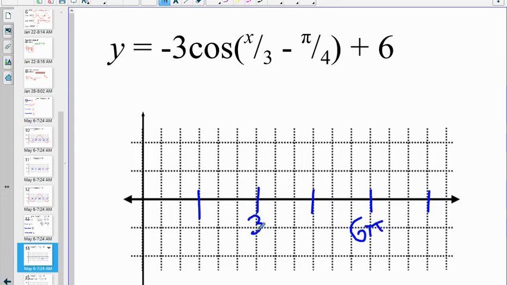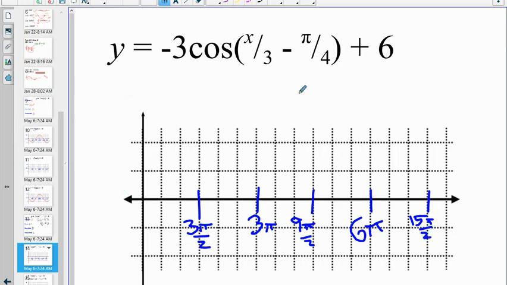Half of that is 3 pi, and half of that is 3 pi over 2. So I am counting off by 3 pi over 2, 3 pi over 2, 6 pi over 2, 3 pi, 9 pi over 2. Let's see, this would be 12 pi over 2, but that's just 6 pi. And then finally 15 pi over 2.